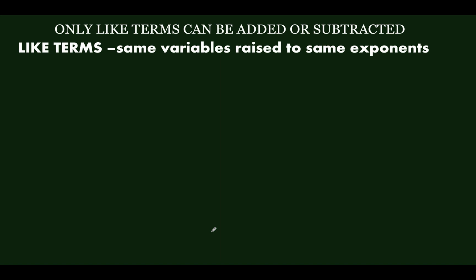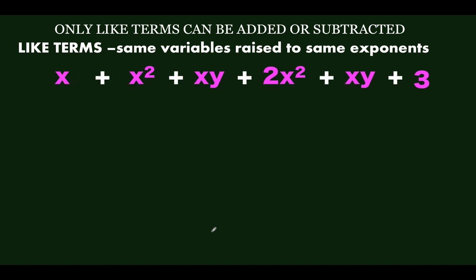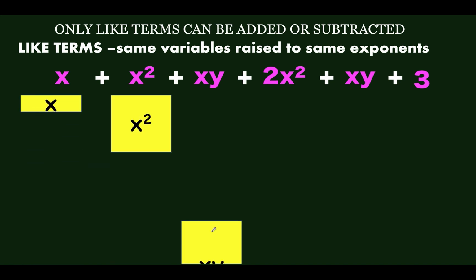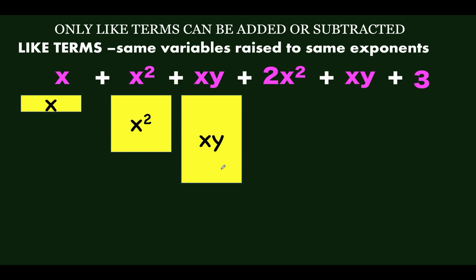Let's have another example. Let's say we have x plus x squared plus xy plus 2x squared plus xy plus 3. Let's visualize them. This is x squared, this is xy. And xy is a rectangle with a length of x and a width of y, or vice versa. It doesn't matter whether x or y is longer than the other as long as you are consistent. Notice here that if this is our x squared, then this width here is the same dimension as this width. So this is x, this is also x, and this is a length y.